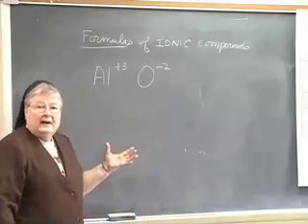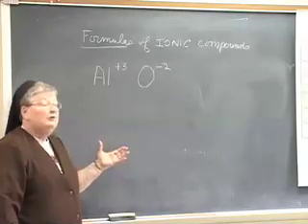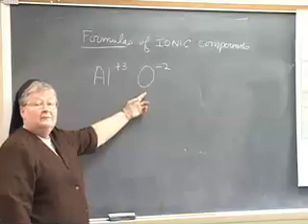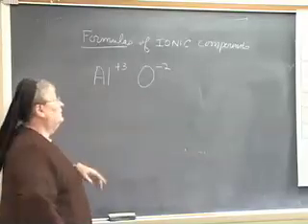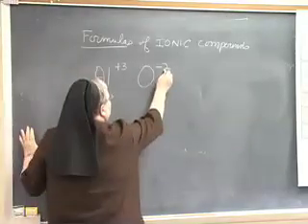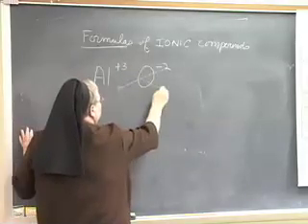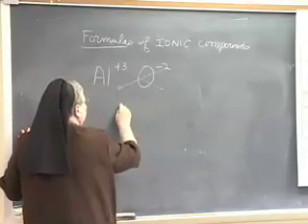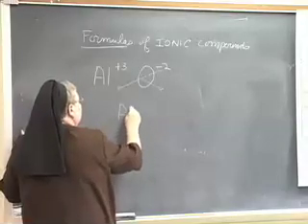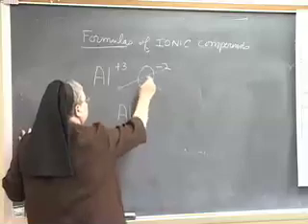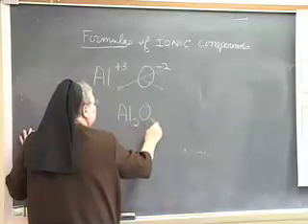Now, if you want, like mathematics, you can see that I've got to have 2 of those to get a +6 and 3 of those to get a -6, and then it will be neutral. However, if we use our little transfer method, we know that a subscript 2 will go there and a subscript 3 will go there, and we'll write the formula for aluminum oxide as Al2O3.